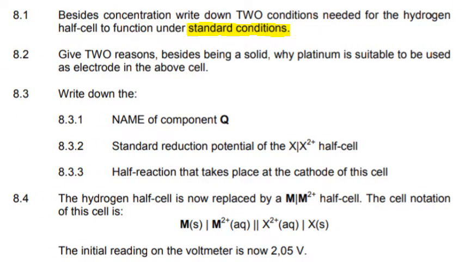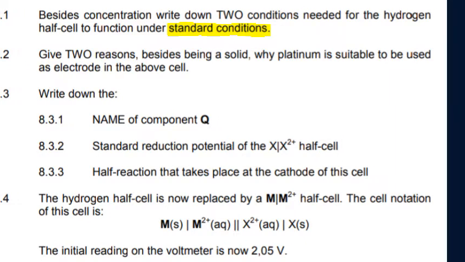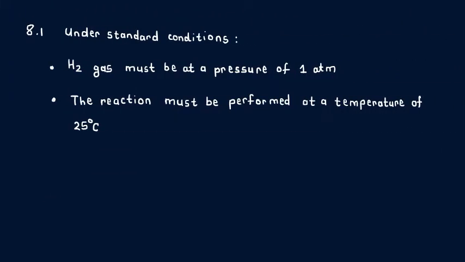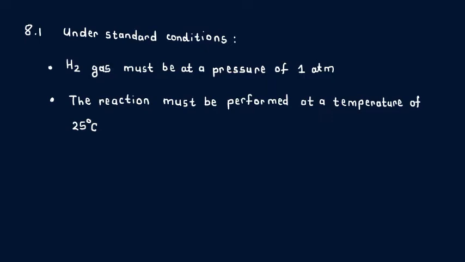Okay, 8.2. It says, give 2 reasons, besides being a solid, why platinum is suitable to be used as an electrode in the above cell. So the fact that platinum is a solid basically gives sort of like an area for the electrons to move in. Remember that metals are good conductors of electricity, so it gives those electrons a place to actually travel in.